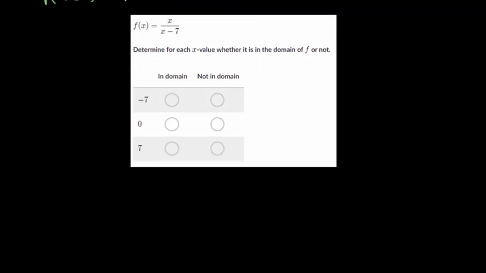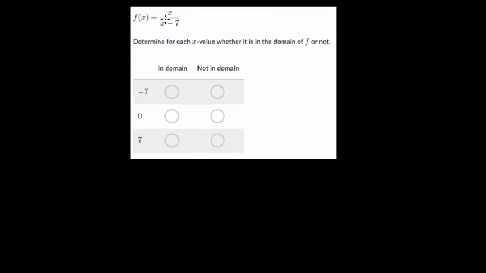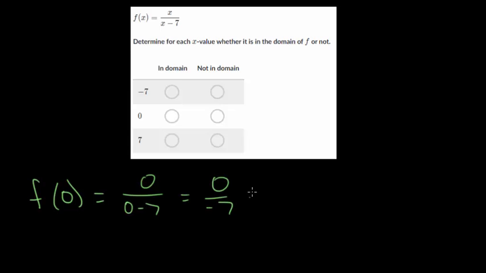And this one, f of x, it looks like we have division here, and it's okay if your numerator is equal to 0. So for instance, let's start with that point 0. So f of 0, you get 0 divided by 0 minus 7, or 0 divided by negative 7. So this is okay. Whenever the 0 is in the numerator, you're cutting 0 into this many parts, essentially, and asking how long would each part be.